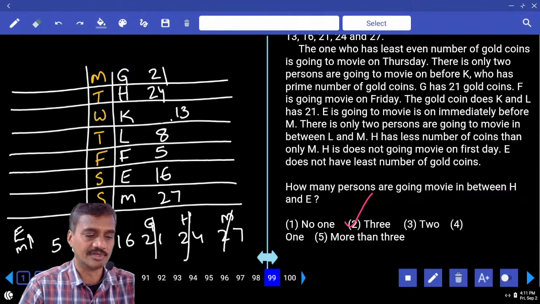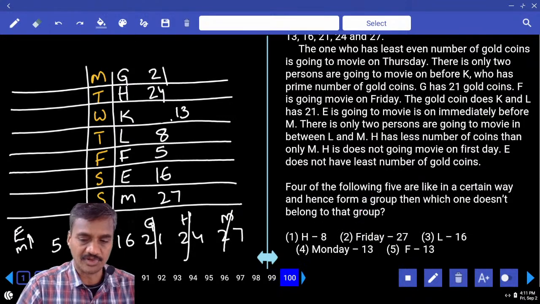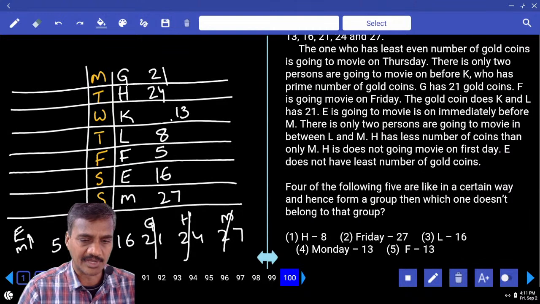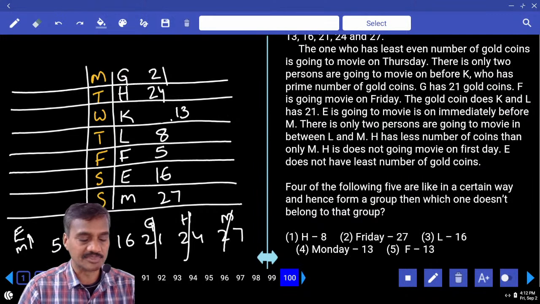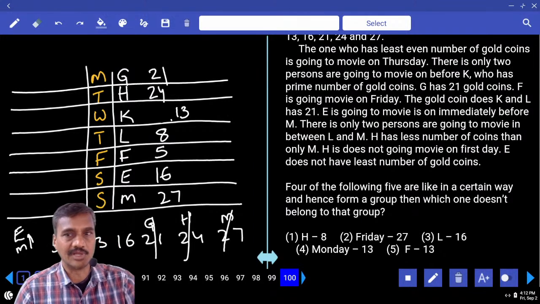And finally 100. And 4 are the following. H and 8, there is one person between these two. Friday and 27, exactly one person. L and 16, one person. Monday and 13, one person. F and 13, one person. Now in all these, we have an equal number of persons.